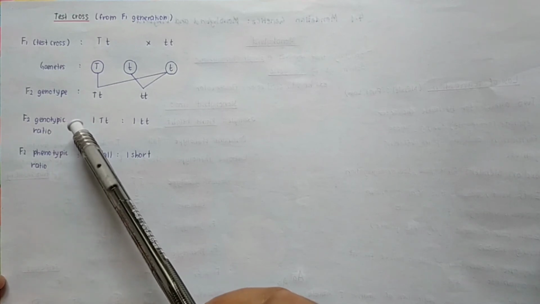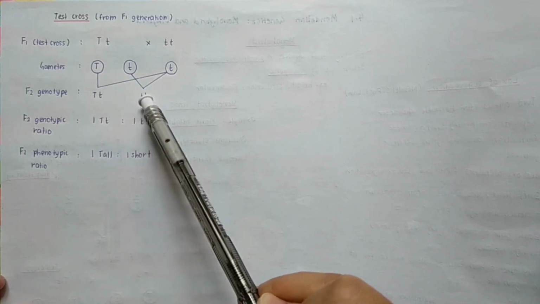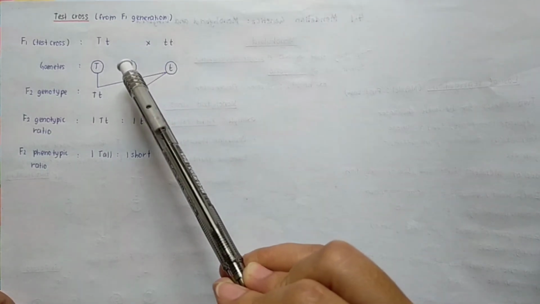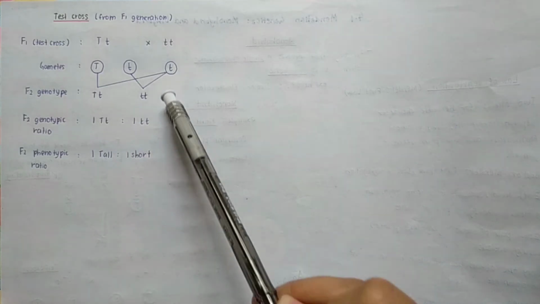Okay, so what is the genotypic ratio for F2? It will be 1 capital T small t to 1 small t small t. And then the F2 phenotypic ratio will produce 1 tall to 1 short. So as a conclusion, if you look at the test cross for monohybrid, if the genotype is heterozygous, its phenotypic ratio will be 1 to 1. Okay, so you have to remember the ratios for both the self-cross and the test cross.